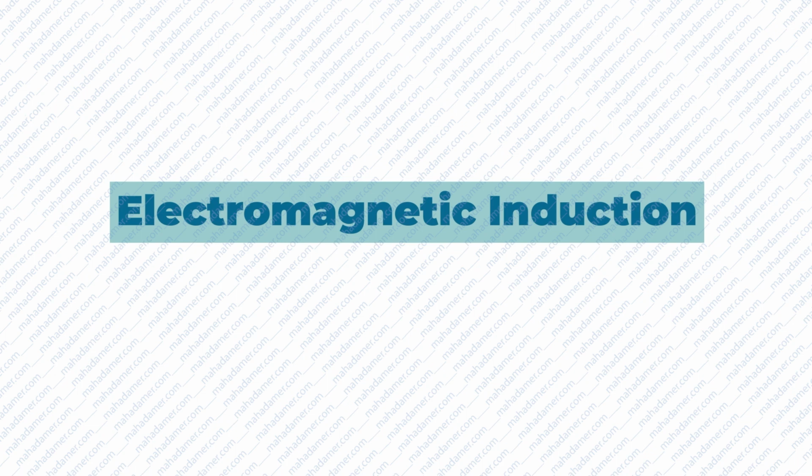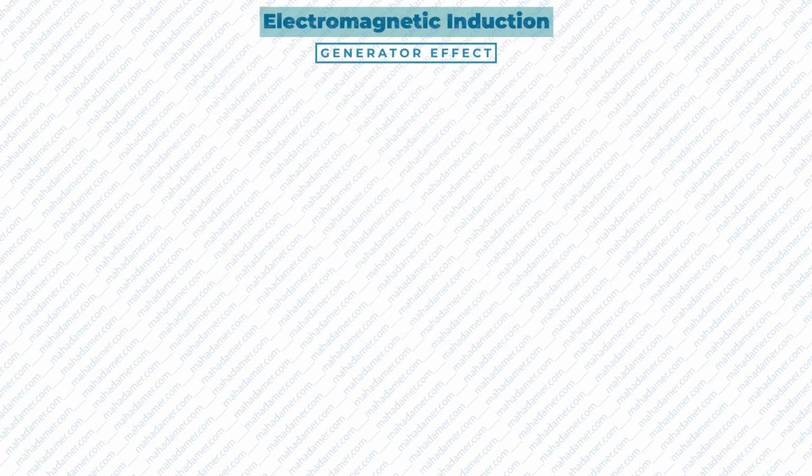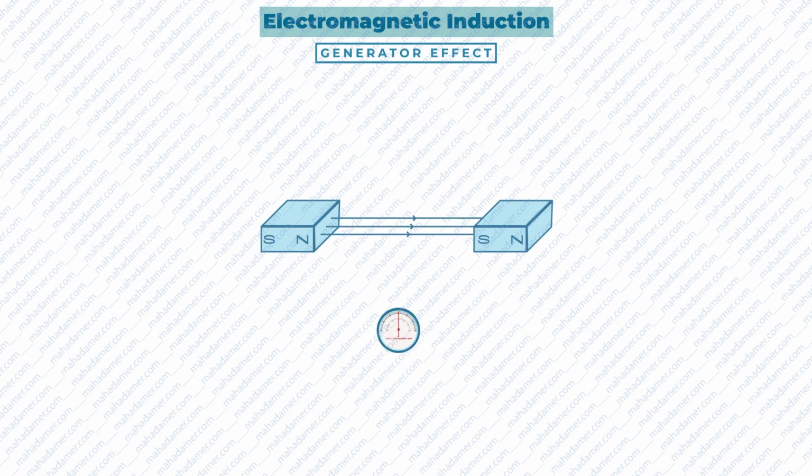Electromagnetic induction, also known as the generator effect. Let's suppose we have two magnets with a magnetic field. If I take a wire and move it like this in the magnetic field, we can observe that there will be a potential difference or EMF present.